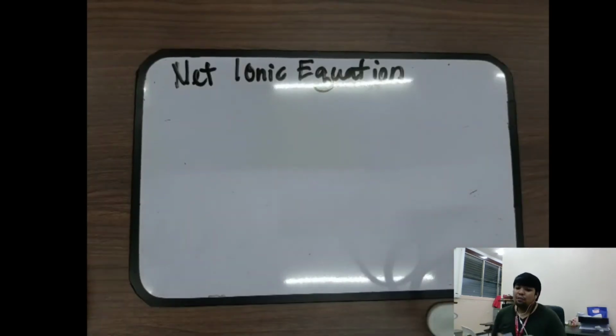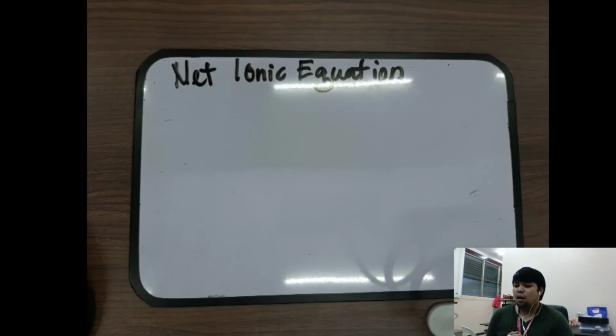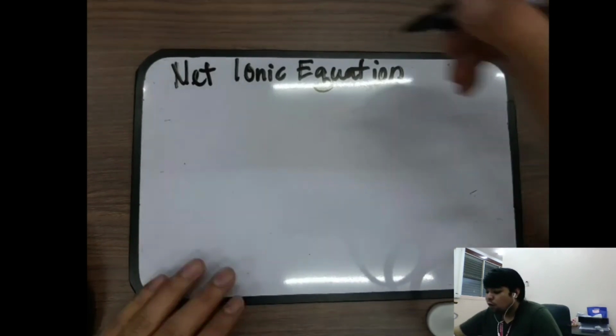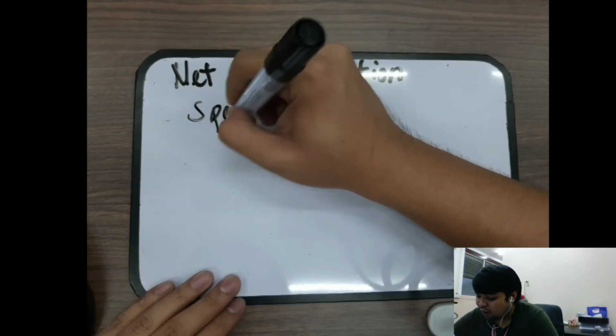So going back, I have introduced another equation, which is what we call the net ionic equation. The net ionic equation is just the ionic equation without the non-participating ions. Now, the non-participating ions are what we call the spectator ions.